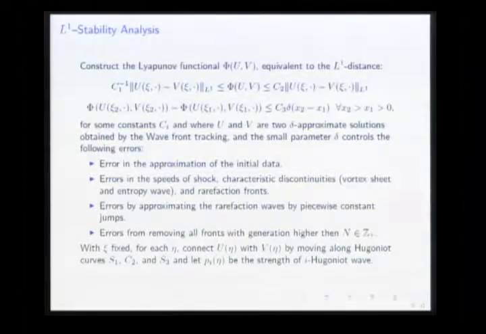So now to analyzing the L1 stability. Here the idea is to construct a Lyapunov functional and show that it's almost decreasing along pairs of delta approximate solutions. Here again, delta controls all these errors. Now for fixed t and for each eta, we connect the states U eta and V eta by moving along Hugoniot curves. And we denote by p_i the strength of the ith Hugoniot curve.